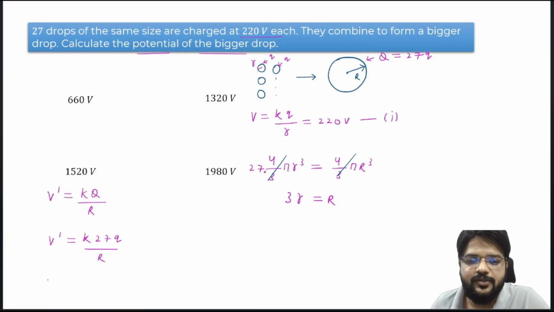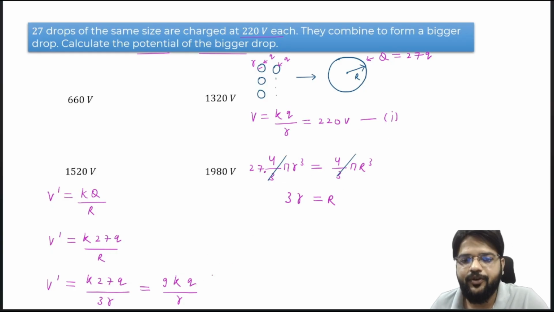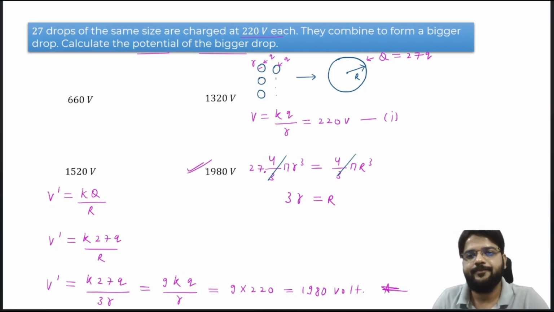Now put here the capital R value also. So V dash equal to k 27q, and the capital R is how much, everyone? It is 3r. This thing we are getting. Now simplify this. So we are getting 9kq by r. And what is the value of kq by r? It is 220 volt from equation 1. So we are getting 9 into 220 volt. And if we multiply this, then we will get 1980 volt. And this is the final answer, everyone. So the correct answer is option D, 1980 volt. So I hope this thing is clear, everyone, how we can do this question. Note down.